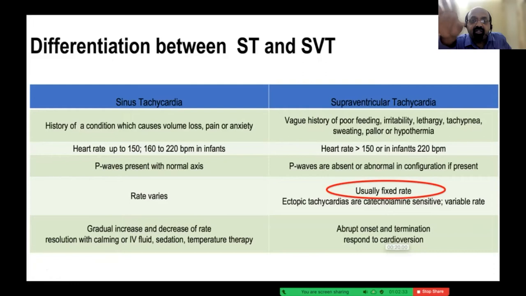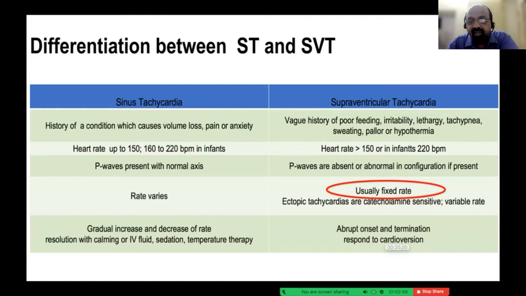The heart rate is between 212 and 220. It won't range down to 200 or up to 220. There won't be much variation in SVT. You might ask for a look at the QRS, which you would already see as a narrow complex, and then you take an ECG and confirm.